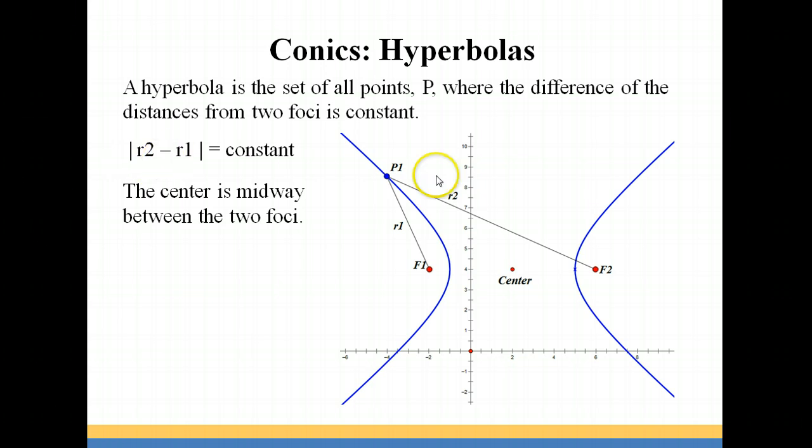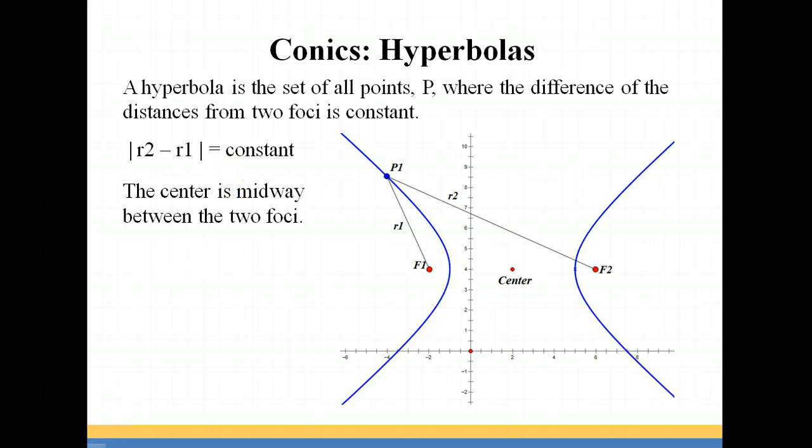We also have a point P1 drawn on a hyperbola here. And then we've drawn lengths from F1 to P1 and from the second focal point to the point P1. These lengths R1 and R2 help us define the hyperbola, and that is because the difference between R2 and R1 is always the same no matter where point P1 is on the hyperbola.